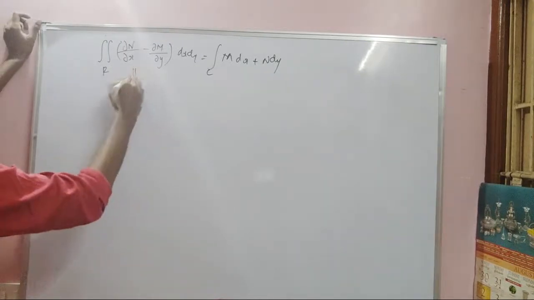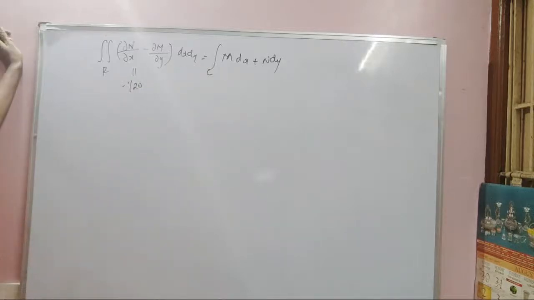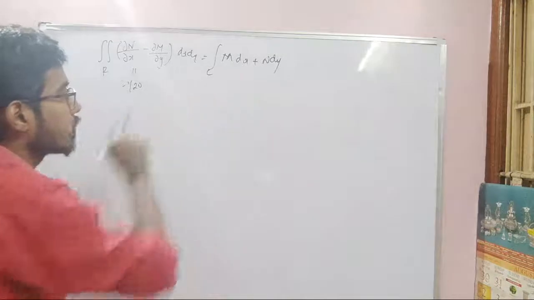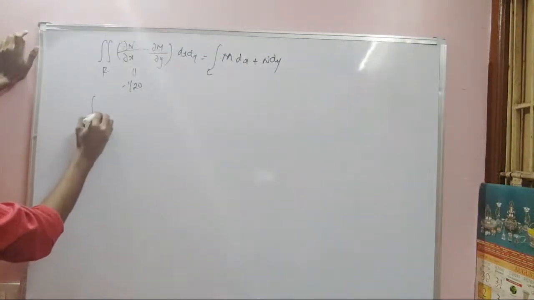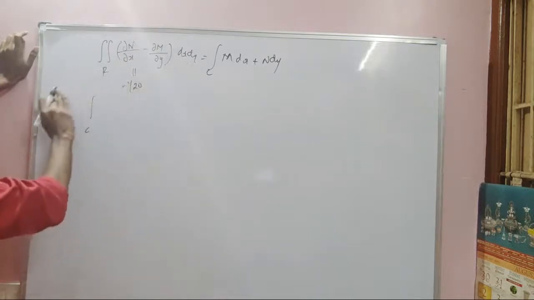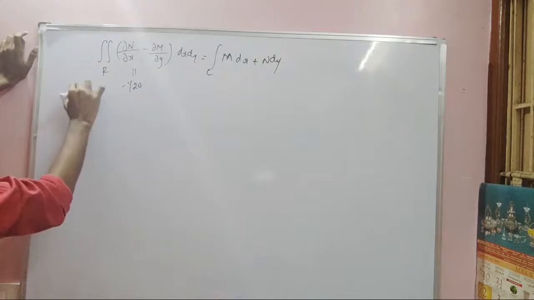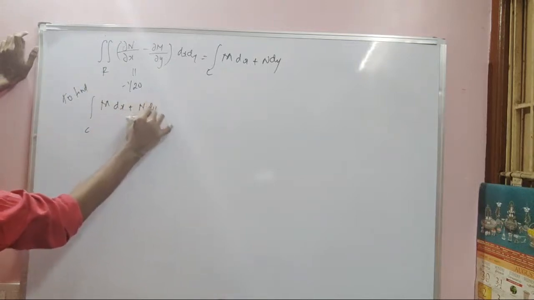So we have shown that this is equal to minus 1 by 20, and we need to find the integral over C of m dx plus n dy and show that this is equal to minus 1 by 20, right? Yes. So first we need to evaluate. We have proved this. Now we need to find this, the integral of m dx plus n dy.